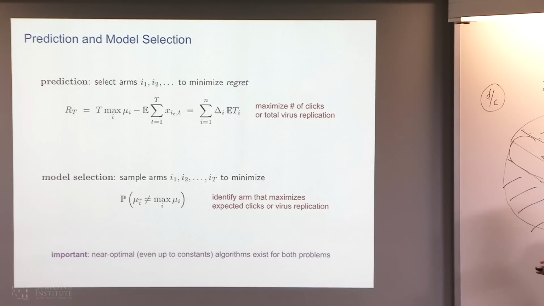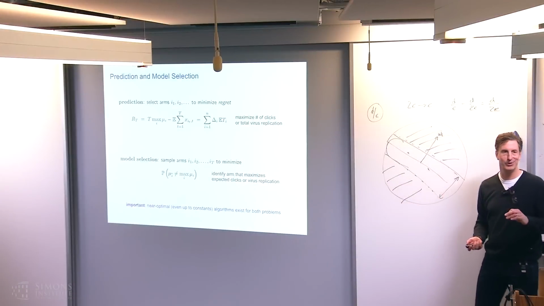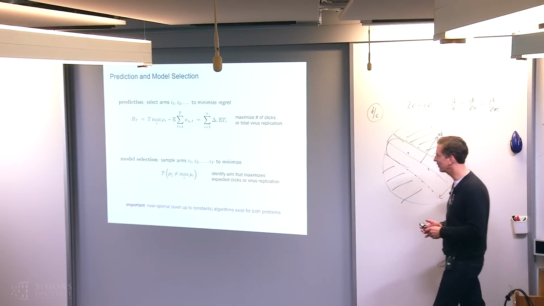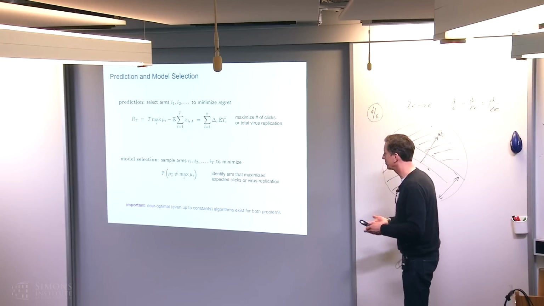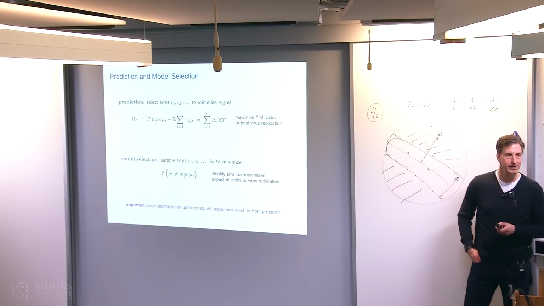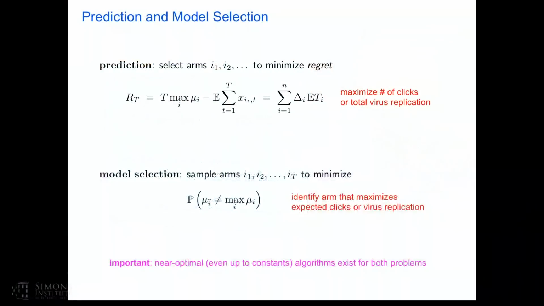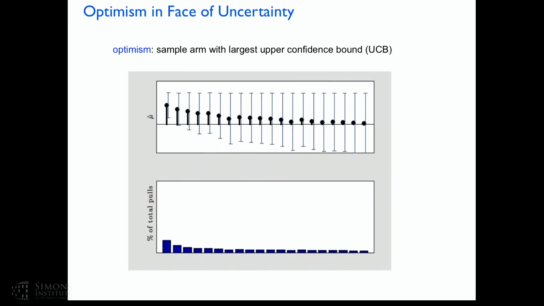OK, so let me come back to the issue of why I'm talking again about bandits. The important thing is that near optimal algorithms exist for these problems. And not only are they order optimal, but the constants are actually pretty good. So we have a very, very small gap between what we understand theoretically and what we actually observe empirically and through simulation.